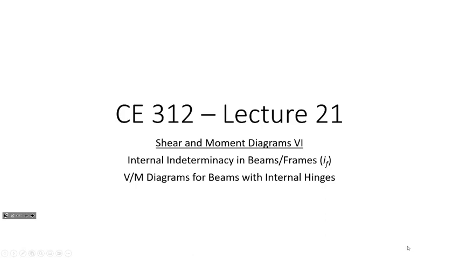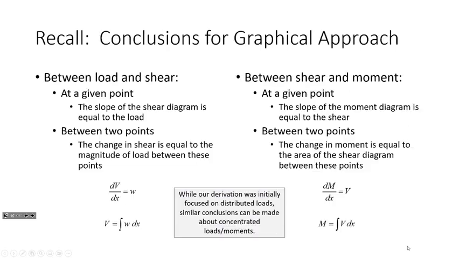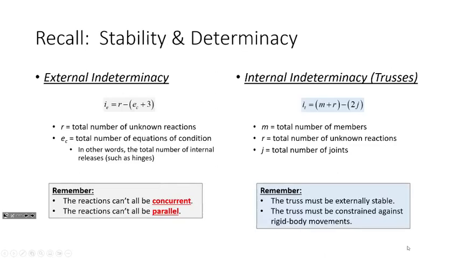And there's an interesting little finding that happens. Notice how I have a formula for IF, but I don't have something listed for IB, the internal indeterminacy for beams. But you're going to see what happens. It's kind of nifty with IB. Let's make sure we're all on the same page, though. Back in the land of shear and moment, we're still using our relationships between load and shear and moment to develop these conclusions that we use for our graphical approach. Same process, same procedure.